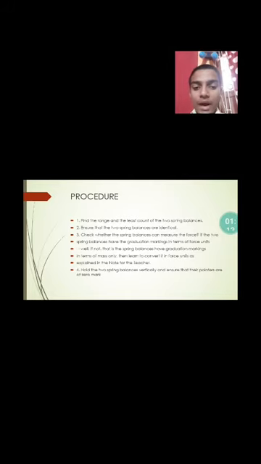Procedure: find the range and least count of the two spring balances. Ensure that the two spring balances are identical. Check whether the spring balances can measure force. If the two spring balances have graduation markings in terms of force units, well and good. If not, that is, if the spring balances have graduation markings in terms of mass only, then learn to convert it into force units as explained in the note of the teacher.